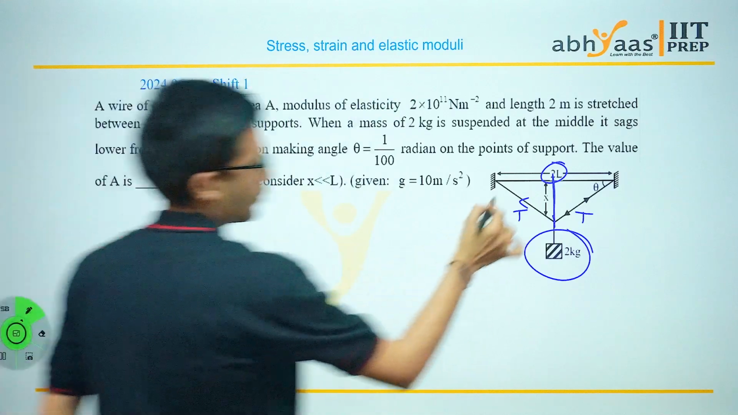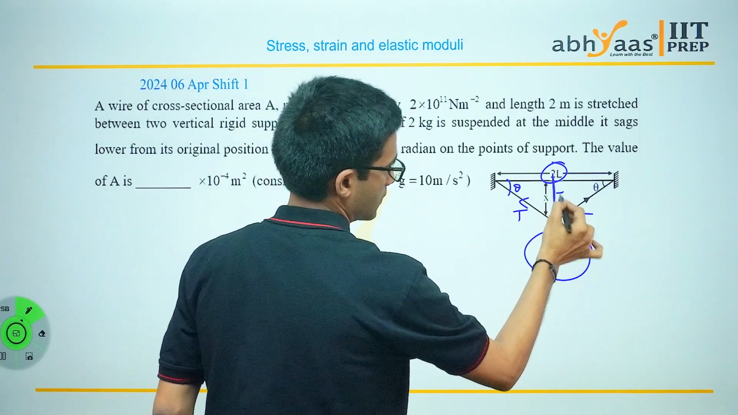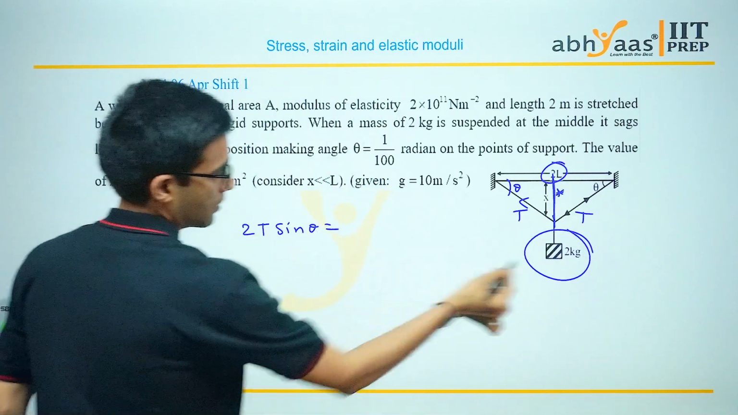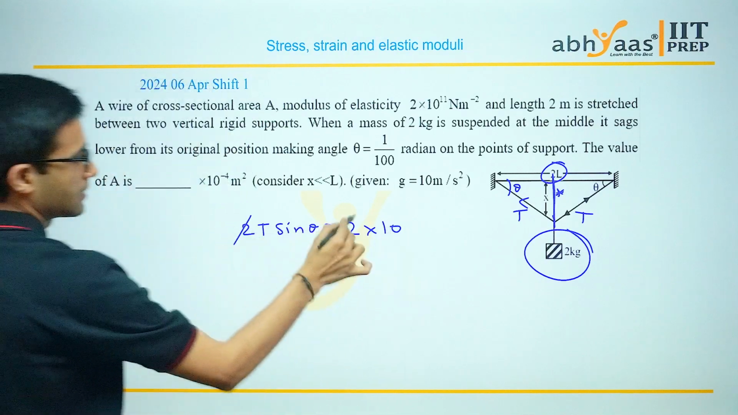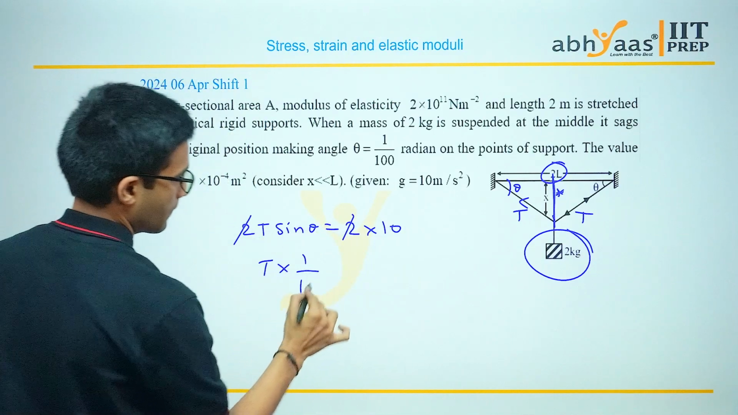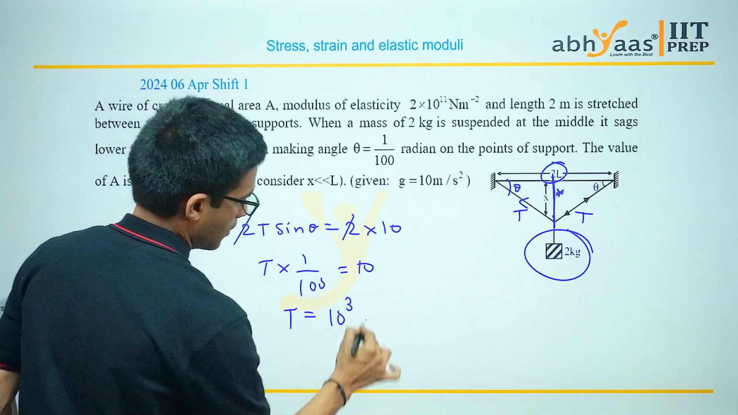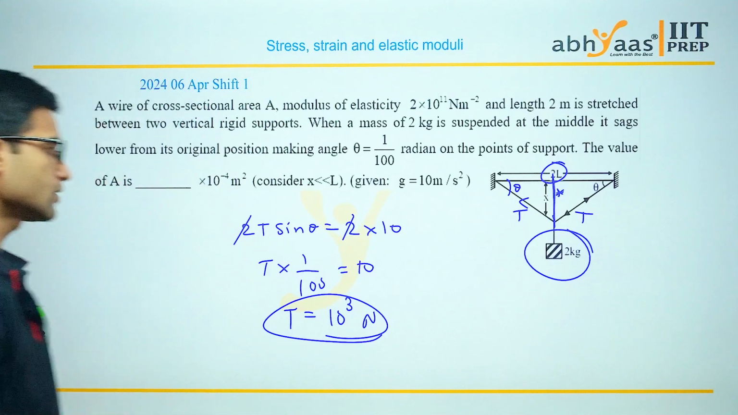If you take the components, this will be T sin theta, and this will also be T sin theta. So 2T sin theta is equal to the weight, 2 kg, 2 into 10, g value 10. T into 1 by 100 is equal to 10, that means T is equal to 10 cube newtons, where theta is given as 1 by 100. So what else do we need?